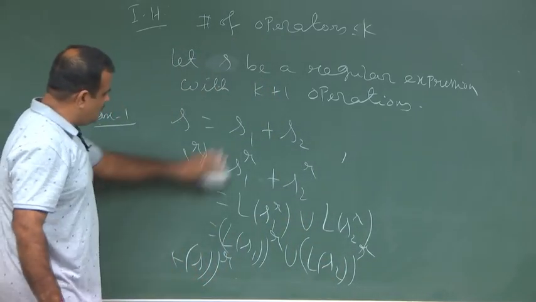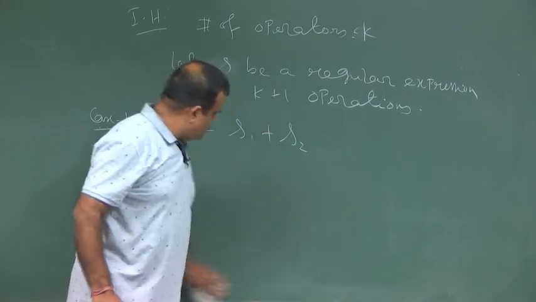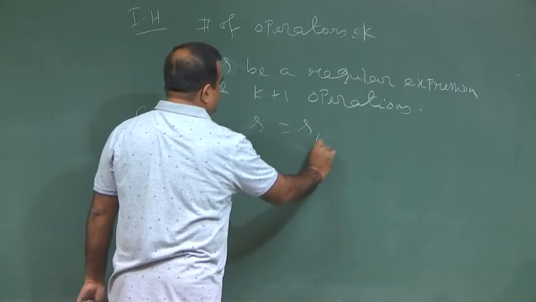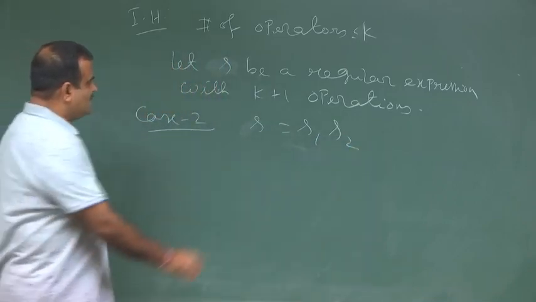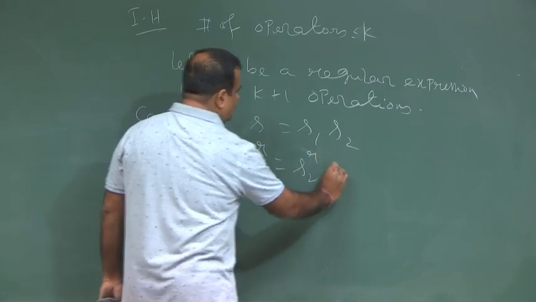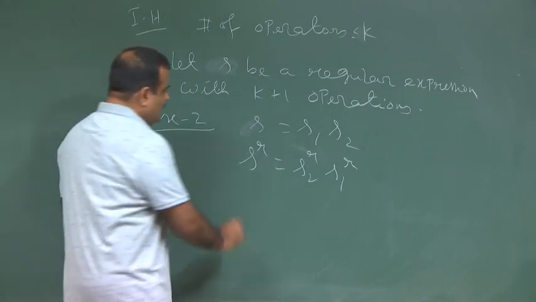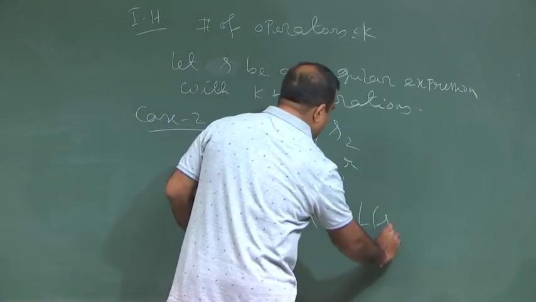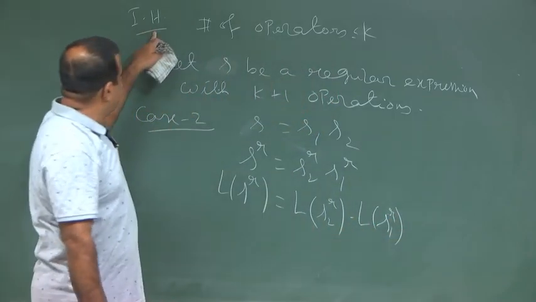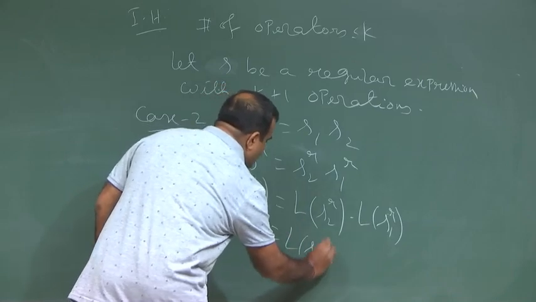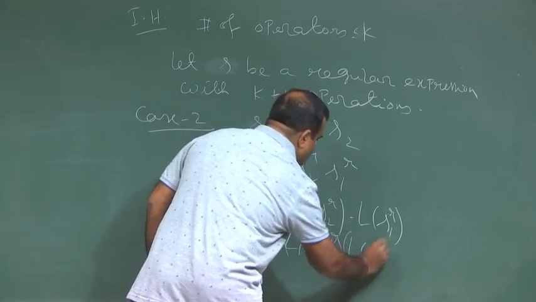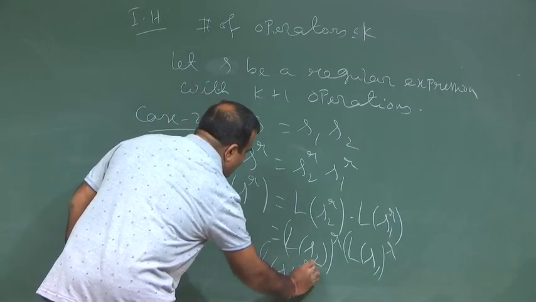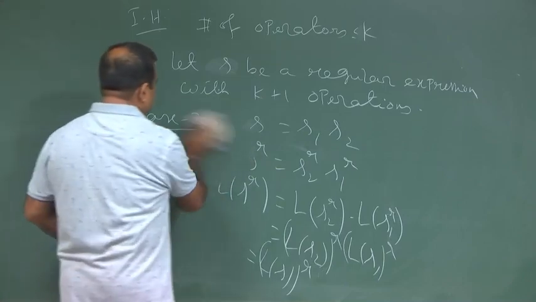Case 2 will be just concatenation, where S is S 1 S 2. In that case, the reverse is basically S 2 r S 1 r. Now, if you take this language, this is basically L of S 2 r concatenated with L of S 1 r. Now, we assume the induction is true for this. So, this is basically L of S 2 to the power r, then L of S 1 to the power r. So, this is nothing but L of S to the power r. Okay, this is case 2, and case 3 is the star.